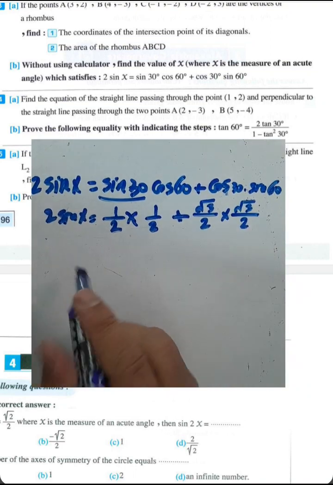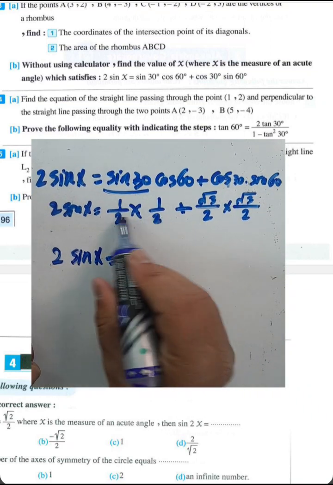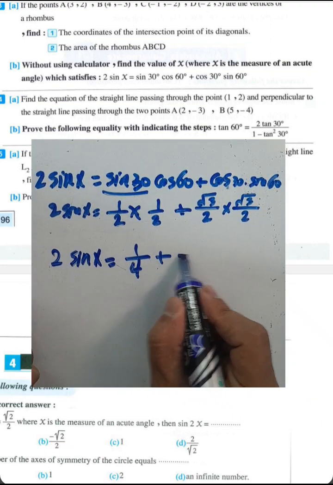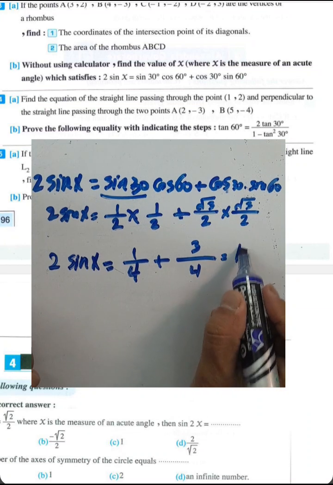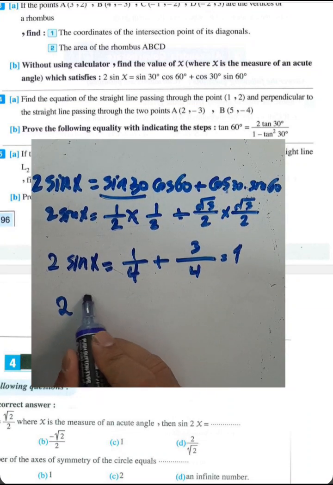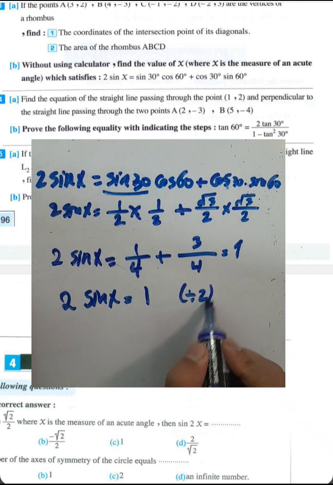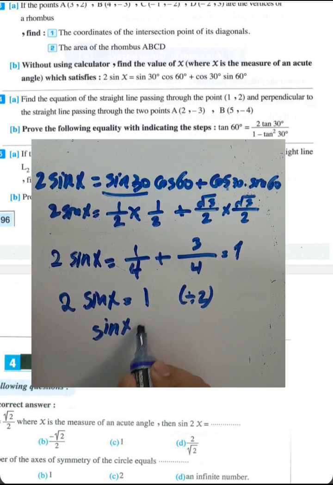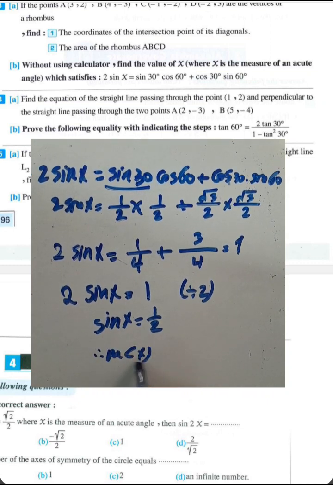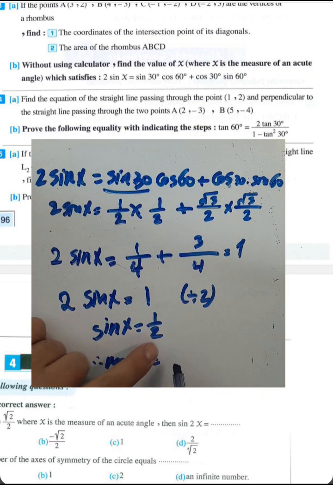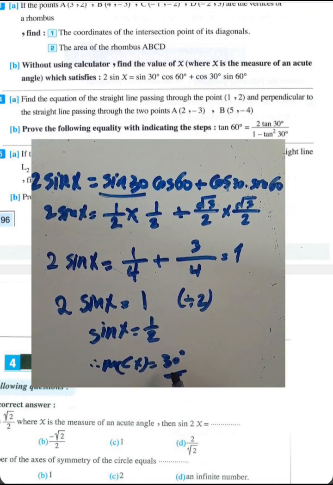Then 2 sine x, it will be half, multiplication by half, it will be a fourth. Root 3 over 2 times root 3 over 2 will be 3 over 4. Sum of them will be 1. Then 2 times sine x will be 1. We can divide it by 2. Then sine x will be half. Then the measure of angle x, shift sine half, it will be 30 degrees. The angle here is 30 degrees. Okay.